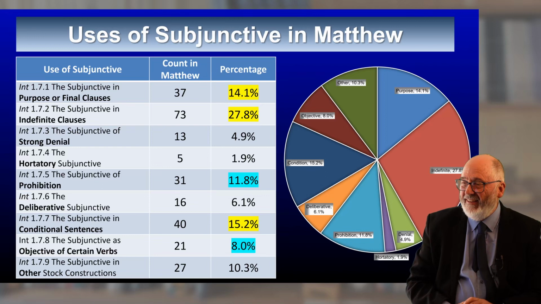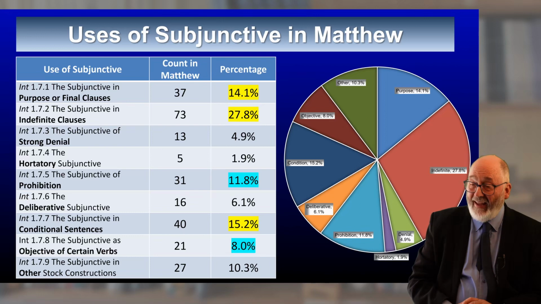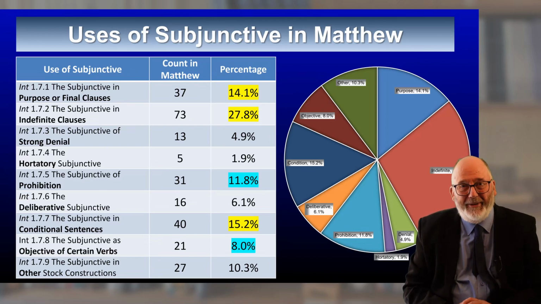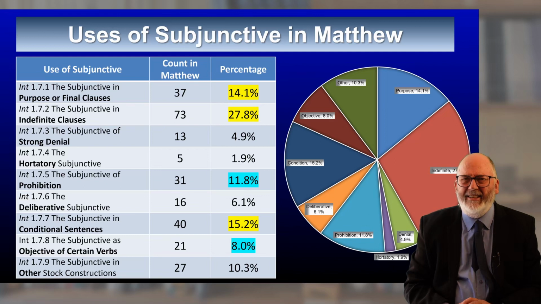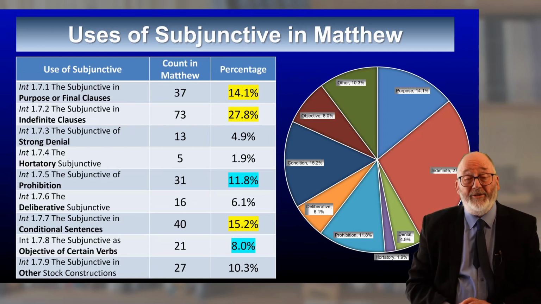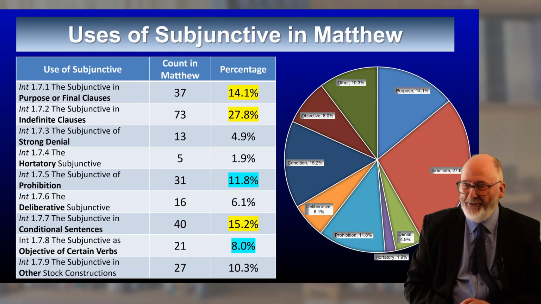Now, I have indicated the number of times each one of these is used in the Gospel of Matthew. And I'm delighted to see that they're all there, even the hortatory subjunctive, which in my mind is found more frequently in other parts of the New Testament, but it's there in Matthew as well. And you can see that there are some uses that are much more common than others, and I have highlighted the most common uses in yellow, and the second most common uses in, what is that? It's a form of blue, isn't it?